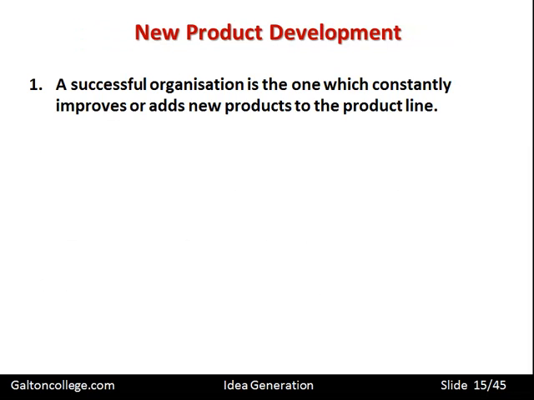Now, new product development. Well, a successful organization is one which constantly improves or adds new products to its product line. That's what we mean by success. It's one that the business is growing, the business is innovative, the business is reading the market correctly and introducing products that are appropriate for that state of the market. So customers are happy and content to buy the product, they're interested in the product.